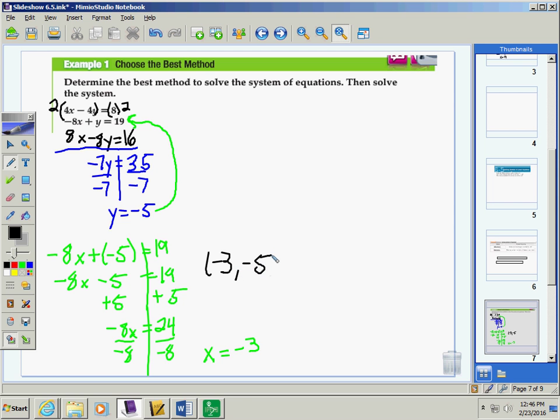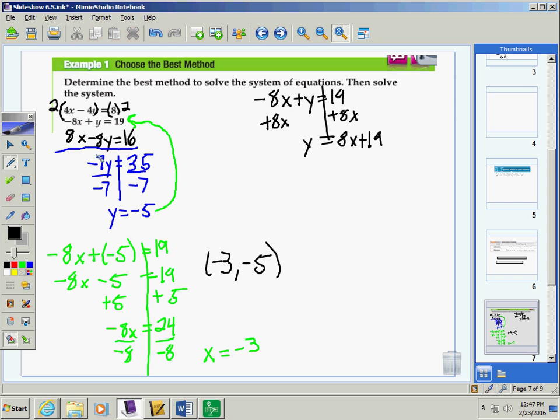This is the same answer that you would have gotten had you done substitution. So if we were to do substitution, maybe let's say you take the second equation, negative 8x plus y equals 19. You probably would have added 8x to each side, and you would have gotten y equals 8x plus 19. And then you would have had to take this and plug it in for y into the other equation. To me, that seems like a lot more work, and that's why if I can use elimination, I usually prefer to do elimination, because it tends to make things a little shorter.